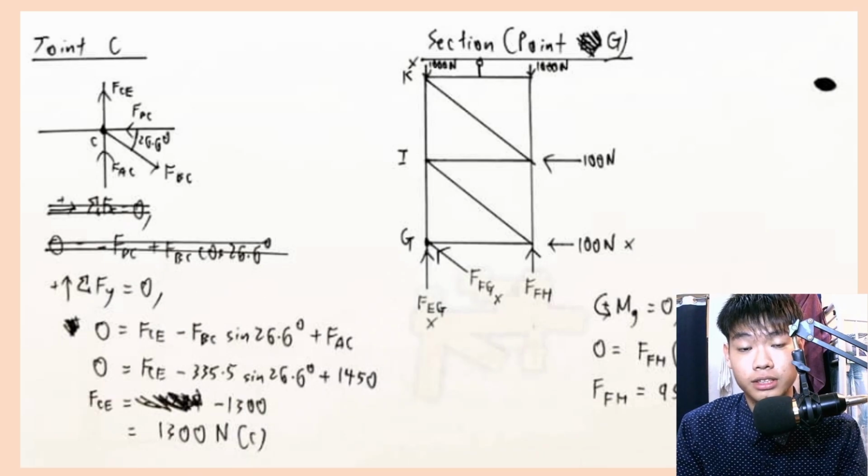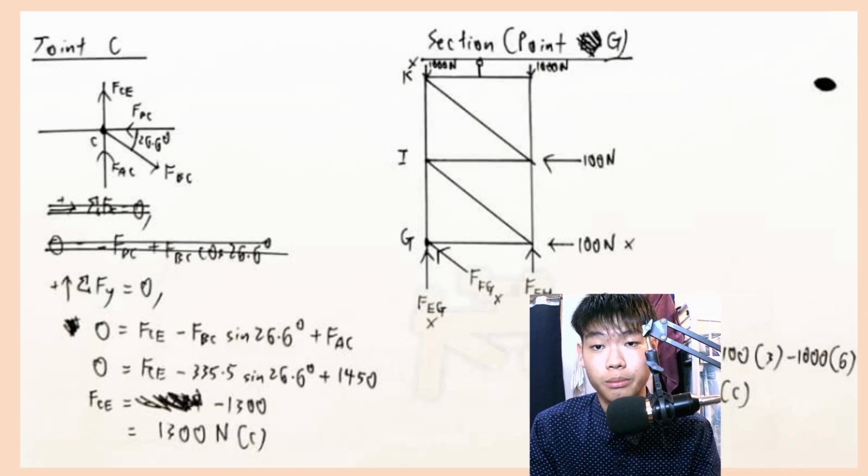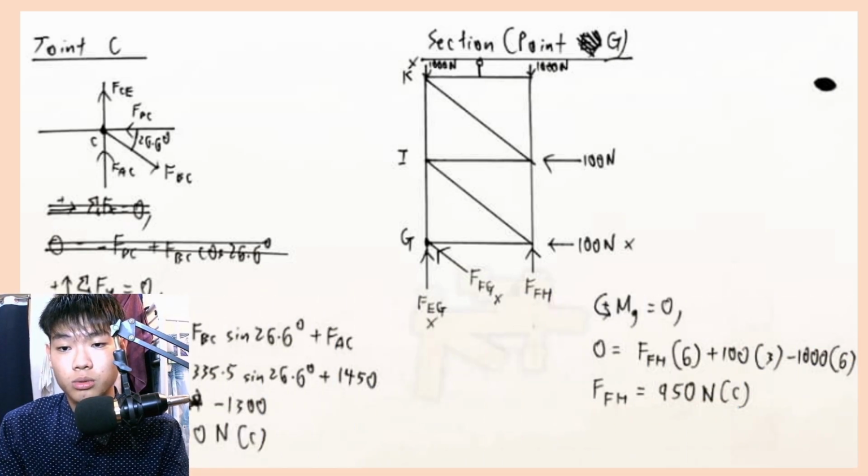By summing the forces in the Y component equal to 0, we find that the force in member CE is equal to 1300 Newton, which is in compression. By using the method of sections, we will sum up the total moment at point G equal to 0 and find that the force in FH is equal to 950 Newton, which is in compression.